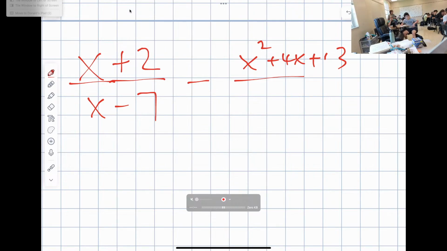This is keep, change, flip. This is going to be x times 2 minus x. Only the x can cancel out. Nothing else cancels out. So it'll be 1 plus 2x over 2 times 2 minus x. And that'll be the answer here.